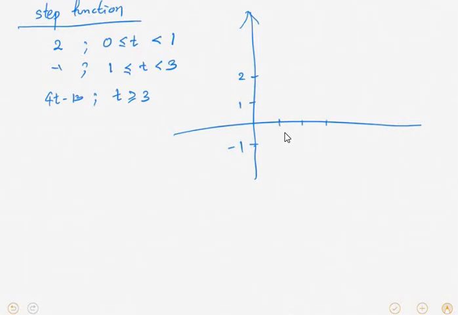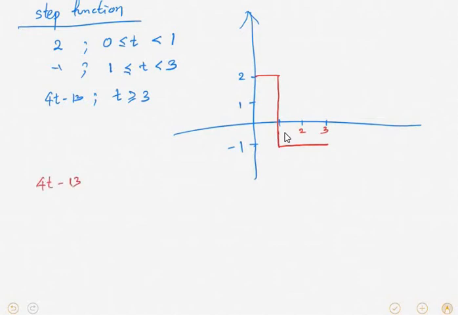Okay, from 0 to 1, you have 2. So this is 0, 1, 2, 3. From 0 to 1, you have 2. And then from 1 to 3, you have -1. So this is -1. And then for more than 3, you have 4t minus 13. So how to plot 4t minus 13?